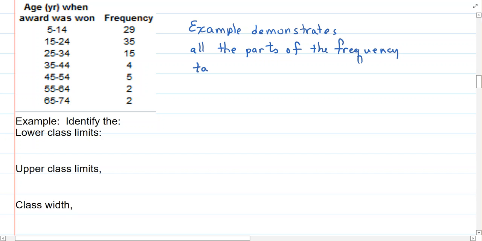So we're going to do this. There's nothing to calculate, only to identify. So here we go. The lower class limits. Notice they want every class. So the lower is a 5, a 15, a 25, a 35, a 45, a 55, and a 65. All the lower limits.